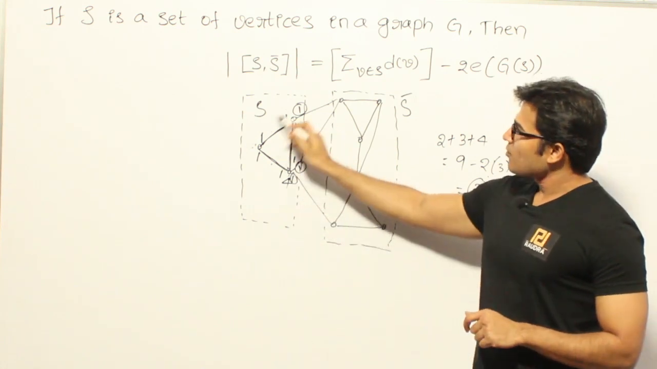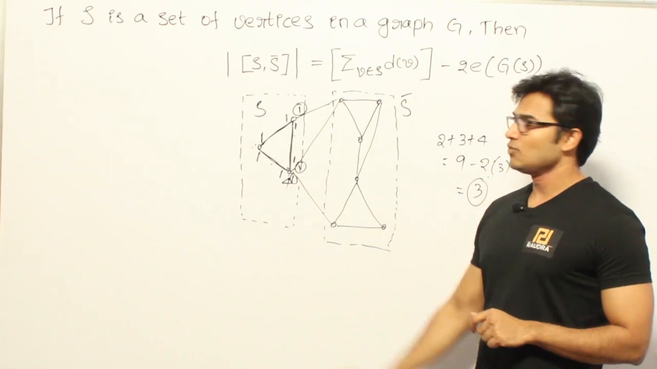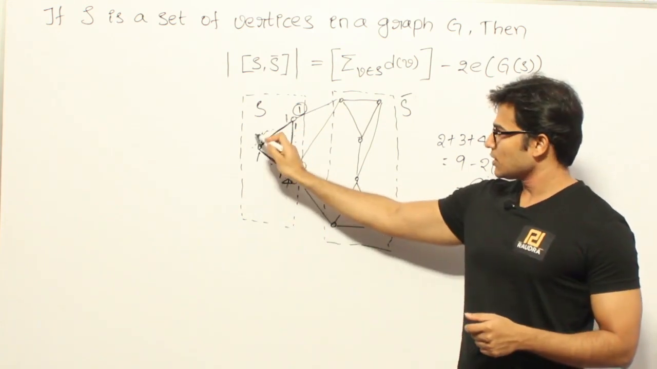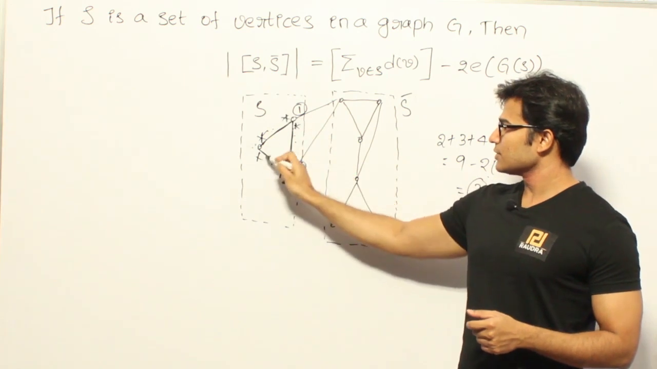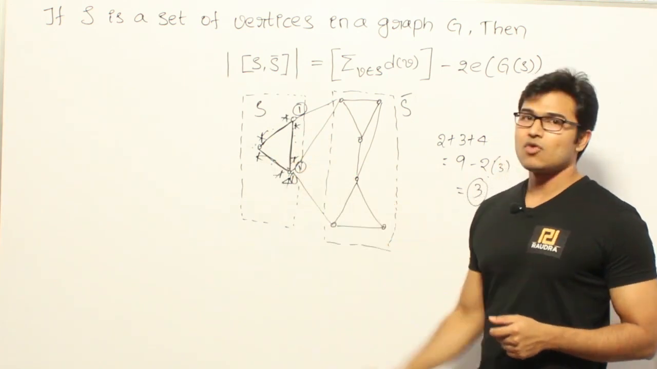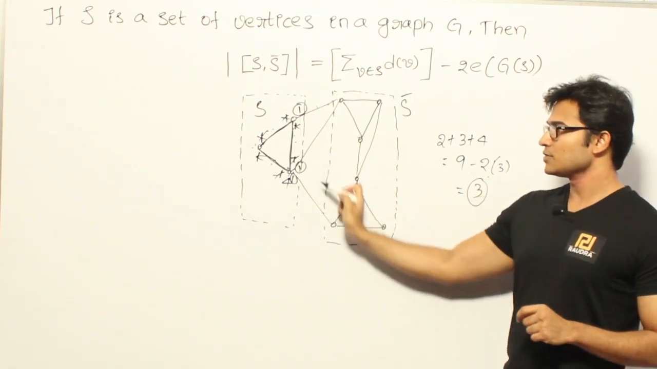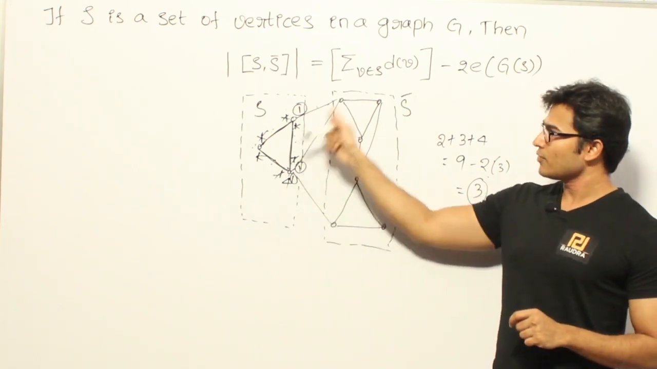Now from the sum of all degrees, if you delete twice the number of edges which are present inside it, which means you are deleting this and this. Now whatever is remaining is nothing but the degrees which are contributed by the edges going out. Now that is equal to the number of edges going out.